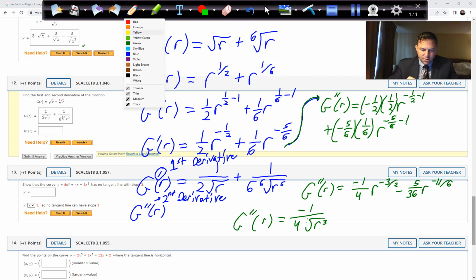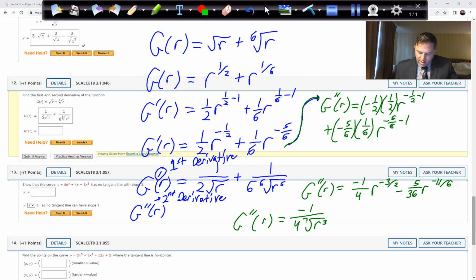Actually, I am going to write the 2 just to help you not do what I keep doing. I keep flipping the order here. The number on top stays with the r, so r to the 3rd, that 3 stays with r. Then the 2 goes on the outside of the radical sign. Then it's minus 5 over 36, and this is going to be r to the 11th with a 6th root out front. Okay, so that is the second derivative.